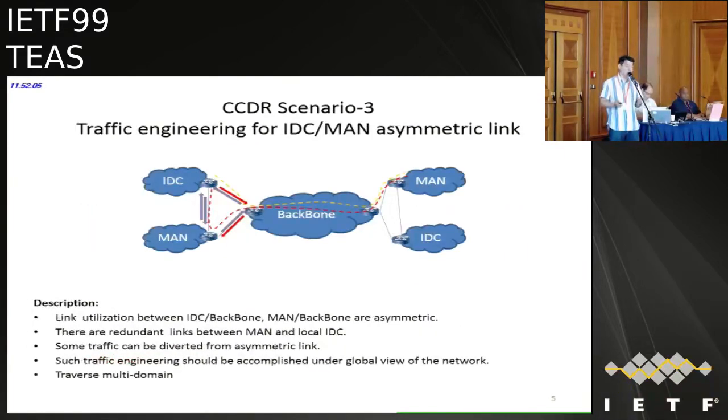And the third scenario is similar to the previous one. In this picture, we can see IDC's uplink and the metro network's uplink. They are all asymmetric. If we can use CCDR to steer traffic between IDC and MAN, we can deal with the asymmetric links of IDC and the metro network to some level.